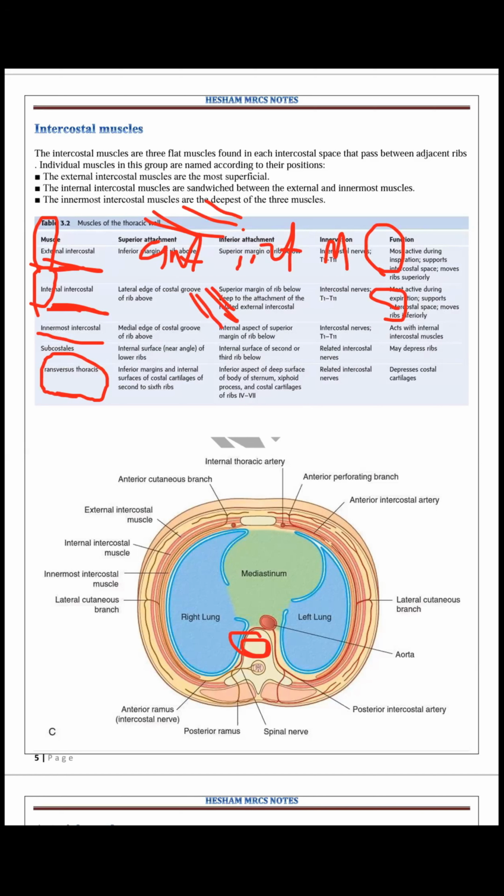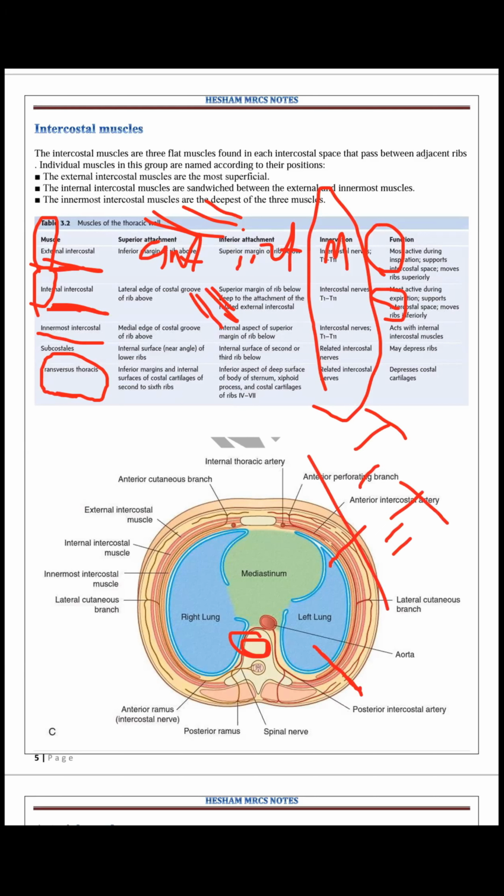Transversus thoracis arises here from the angle of the rib, then anteriorly it reaches the anterior intercostal membrane. All of the muscles are supplied by intercostal nerves from T1 to T11. From T1 to T11. So please keep these muscles in mind.